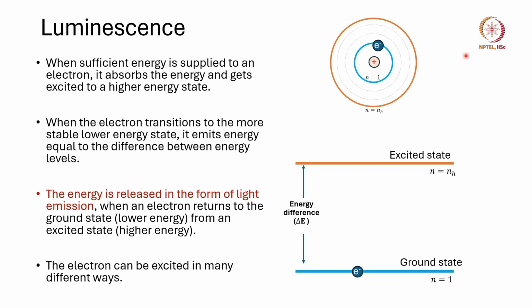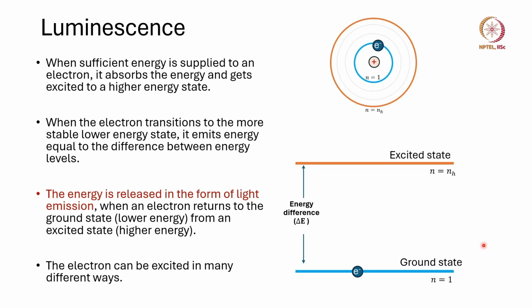And from quantum physics, it is known that the energy levels that an electron occupies are discrete and not continuous, which are signified by the principal quantum number n equal to 1, n equal to 2, n equal to 3, and so on, as we move away from the nucleus. That has been represented here as two different energy levels, where n equal to n_h is some higher energy state and n equal to 1 is the ground state where the electron is initially present.